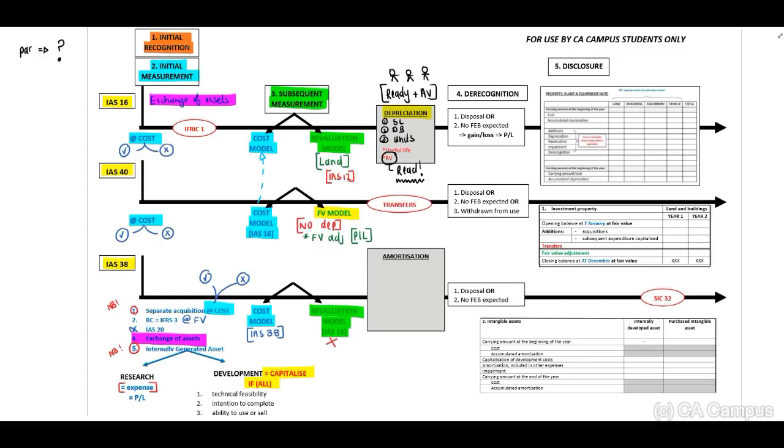Now, when we look at IAS 40, remember, fair value model, no depreciation. Cost model, the same rules as per IAS 16. Now, let's move on to our amortization of intangible assets. Now, this is an important one.